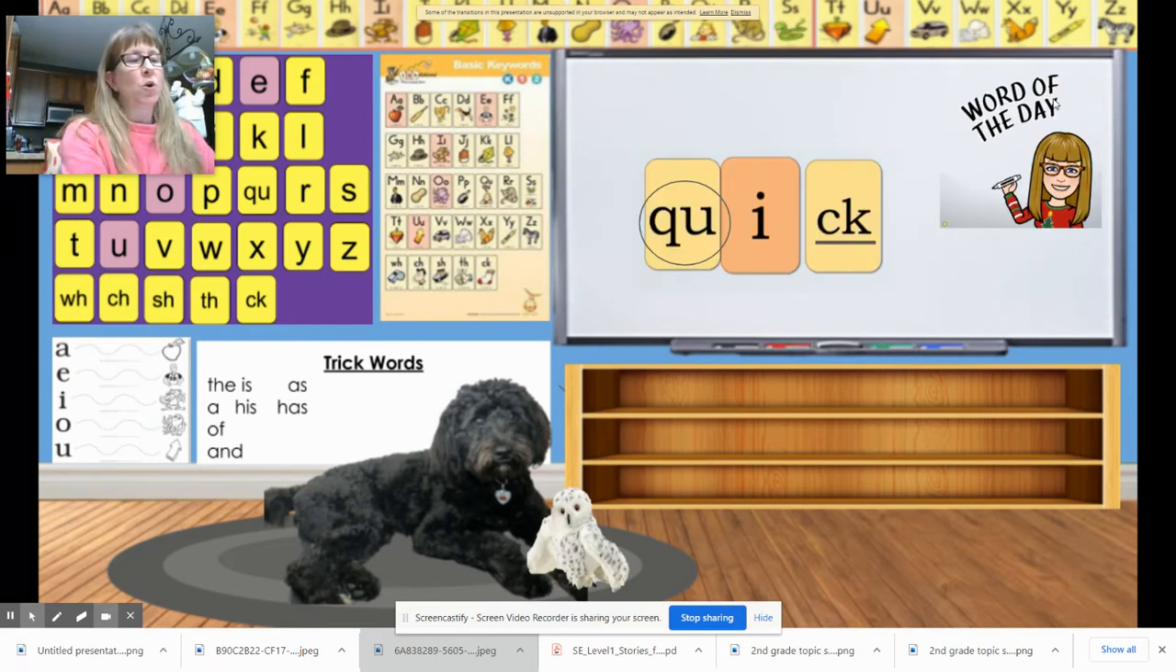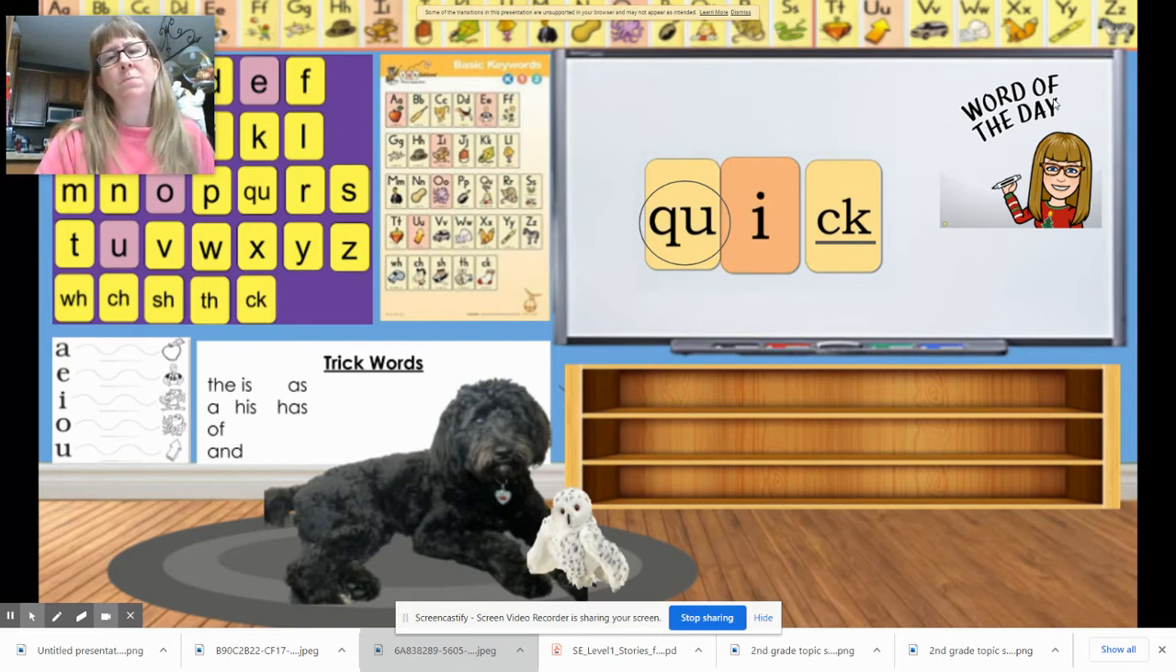Our word of the day is quick. I want to review my circled letters. They have a name. Who can raise their hand and tell me what QU is? Raise your hand so your teacher can call on you so someone can tell me what QU is. Why did I circle it? That's right, they're buddy letters. Why did I underline the CK? Someone else raise their hand and tell your class why I underline the CK. That's right, it's a digraph.